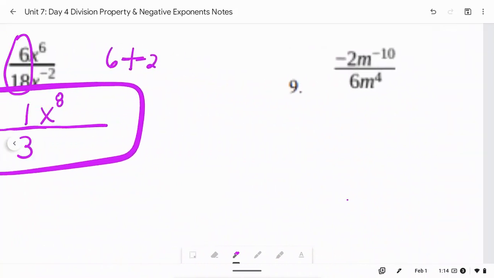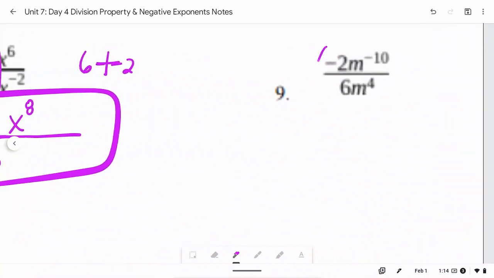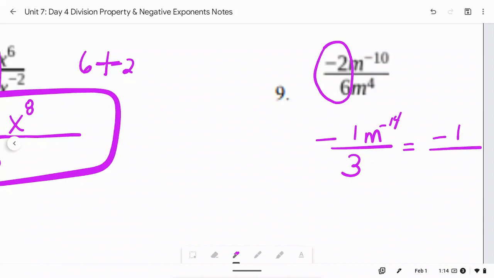In example 9, again, we have division. So we're going to reduce negative 2 over 6 to negative 1 over 3, and then subtract the exponents. And we always put it in the numerator to start. So negative 10 minus 4 is m to the negative 14th power. Then we're going to move the m into the denominator since it's a negative exponent. So negative 1 stays in the numerator, and then I have 3m to the positive 14th power in my denominator.